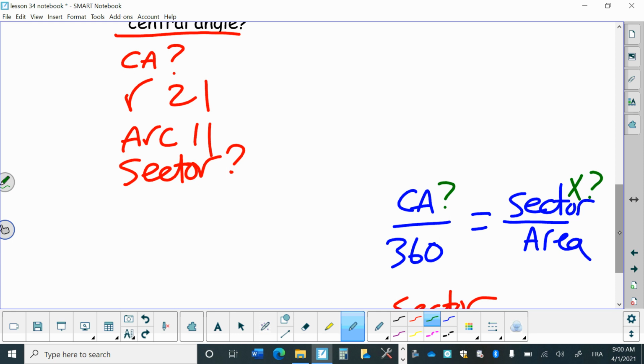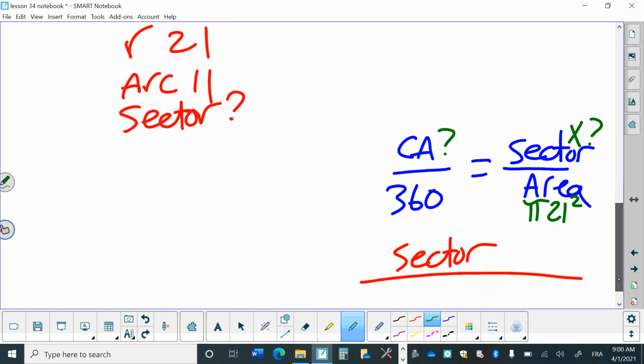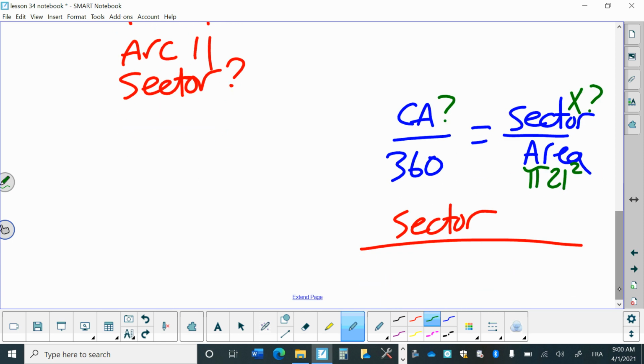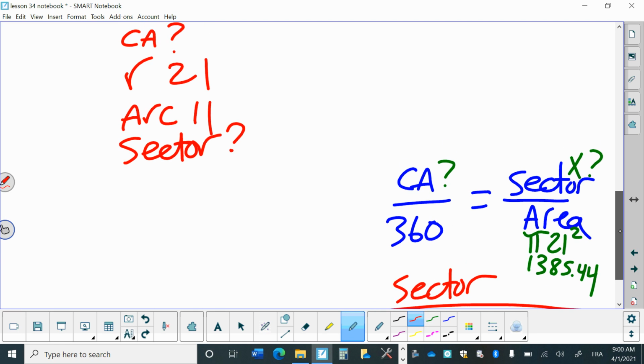And area, I can easily find area, right? By doing pi times radius, which they gave me, is 21 squared. I can multiply that up, 21 squared times pi. I get 1385.44 properly, but I'm missing central angle. But I want to know what else they actually gave me in this question. So I need to find central angle somehow.